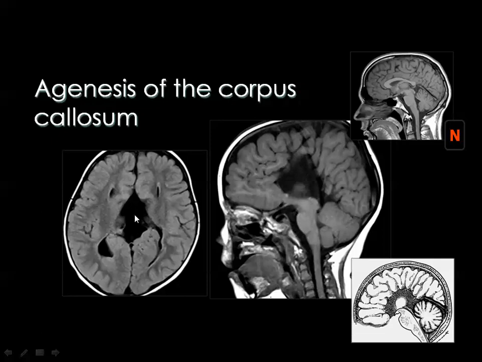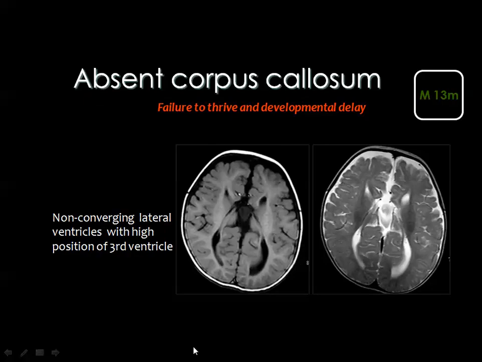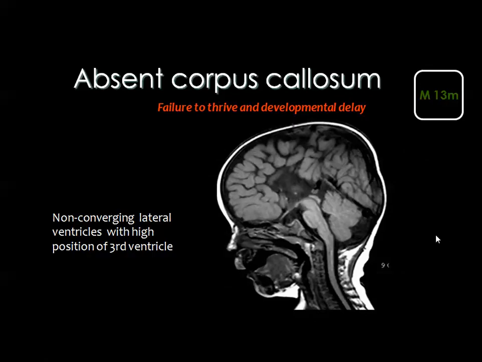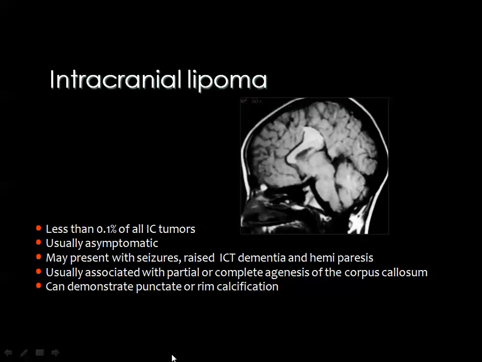And sometimes you see the third ventricle at its normal site, and instead you get an arachnoid cyst in the region of the corpus callosum. And absent corpus callosum is better evaluated in the sagittal T1 weighted images, but here you can see that the ventricles are separated and the third ventricle is elevated. Then in the sagittal image, you see that there is no corpus callosum at all, and the brain tissue is in direct contact with the ventricular system.